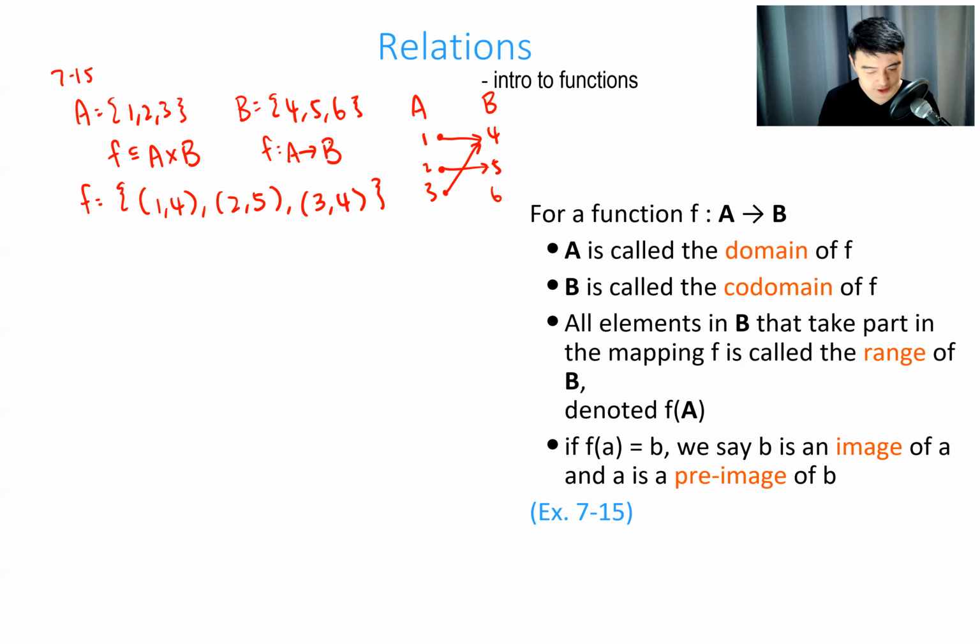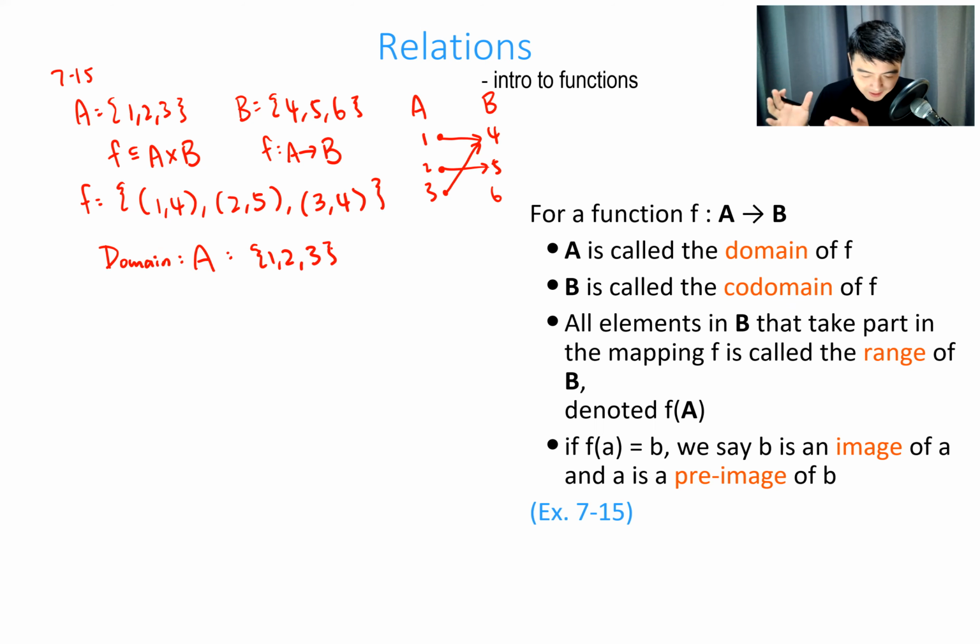Whenever we have a function that maps from A to B, there are some definitions that go with it. For this function, there is a domain. What domain means, in short, is the set of inputs. The set of inputs is usually pretty obvious. It's just equal to A. In this case, it's just 1, 2, 3. This is the domain.